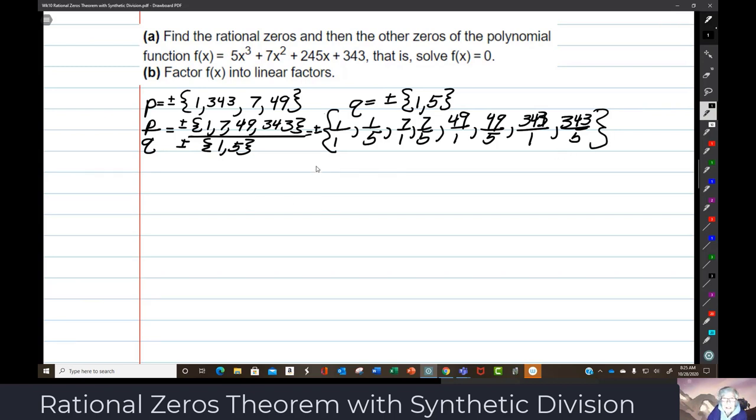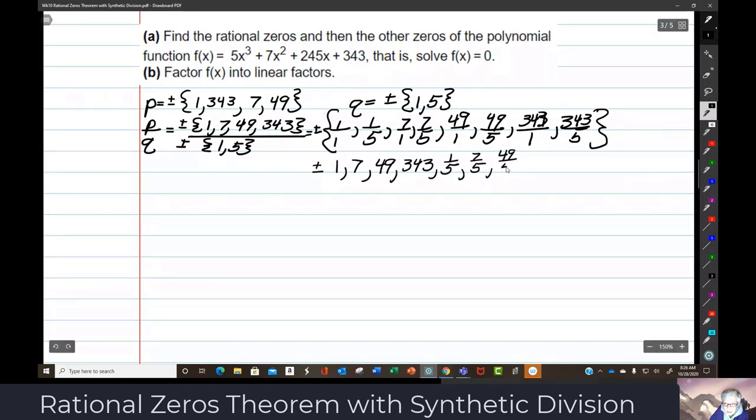Okay, so writing them in order. 1, well, not in order. 7, 49, 343, 1/5, 7/5, forty-nine-fifths, and 343-fifths. Which would be plus and minus each of these.